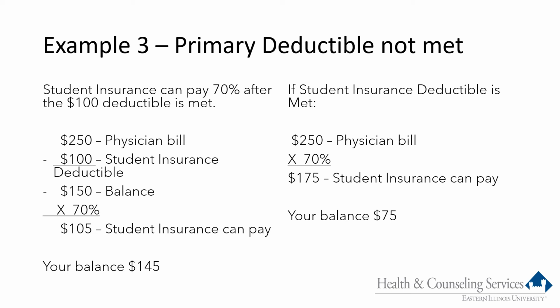The second column shows the student insurance payment if the student insurance deductible has been met. Remember, you only have to meet it one time per injury or illness. In this example, student insurance can pay $175 of the $250 physician bill. This would leave you with a balance of $75 owed to the medical provider. Again, this would be the same amount that you would owe if student insurance was your primary insurance.